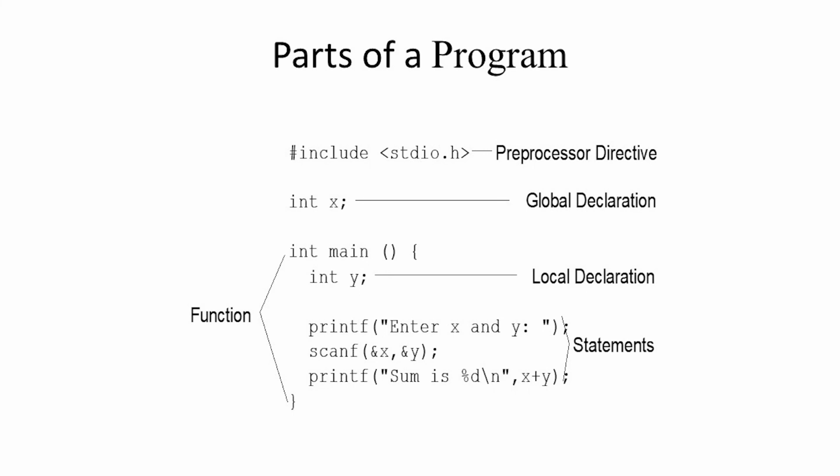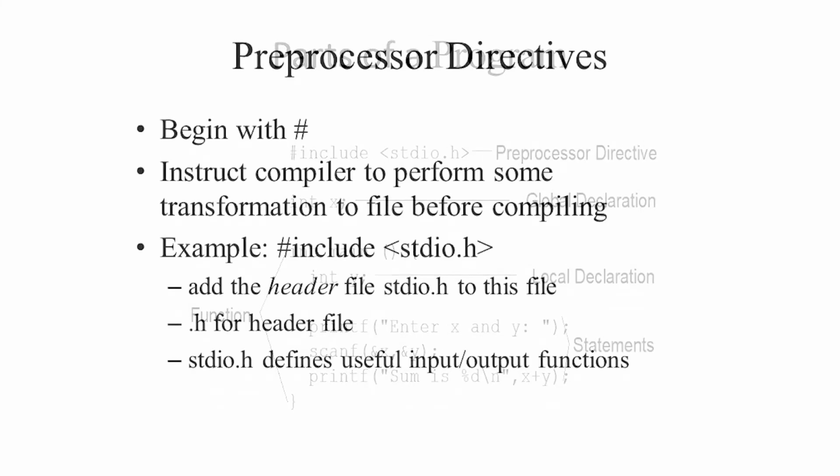This is followed by the local declarations, that is the variables that are defined within the function. So this variable is restricted to be used within that particular function. And then this local declaration is followed by a certain set of statements. Okay, so this is how a simple C program looks. Now we'll see what the preprocessor directives are.